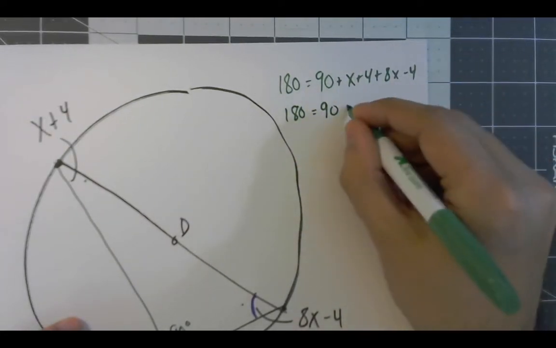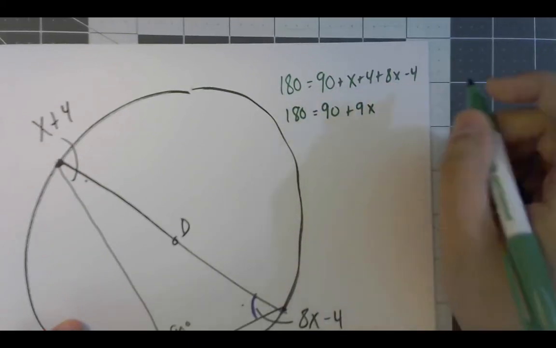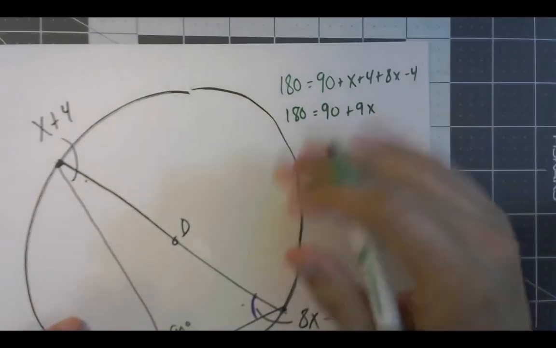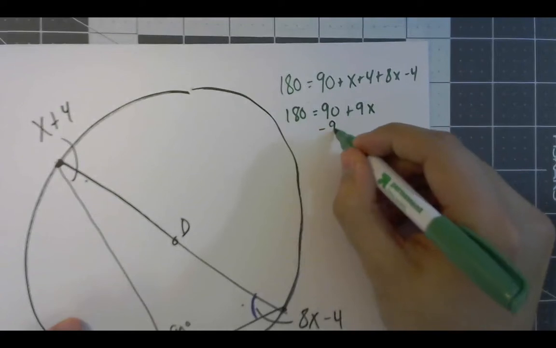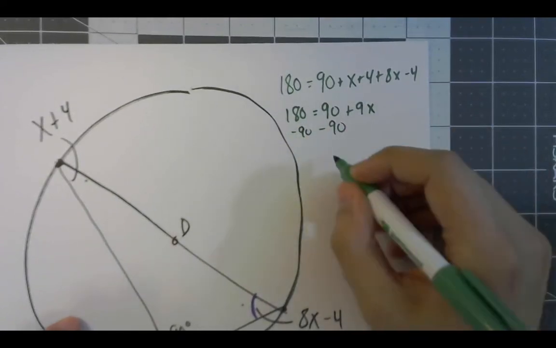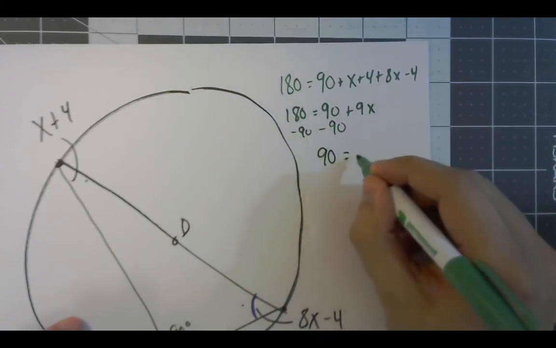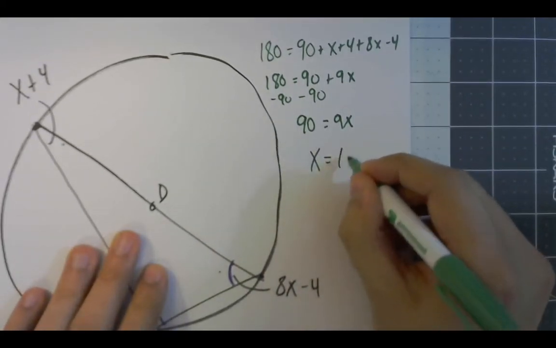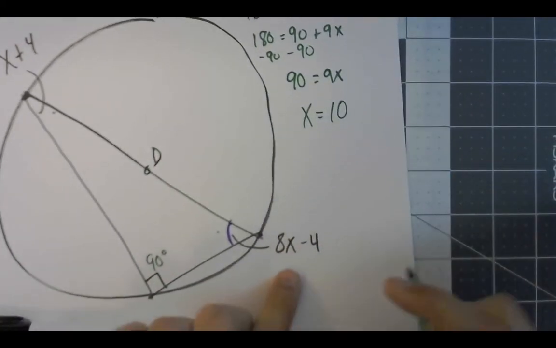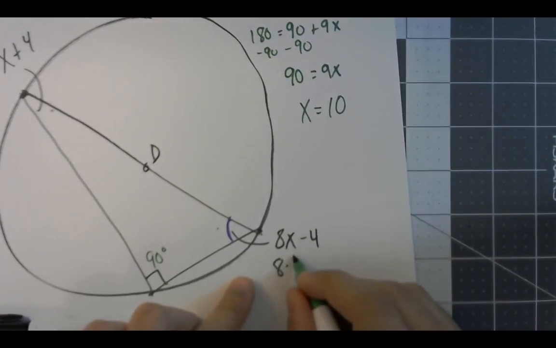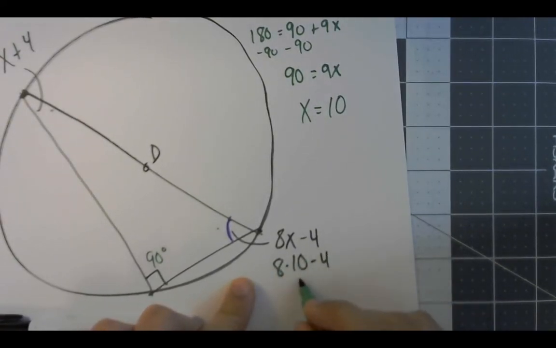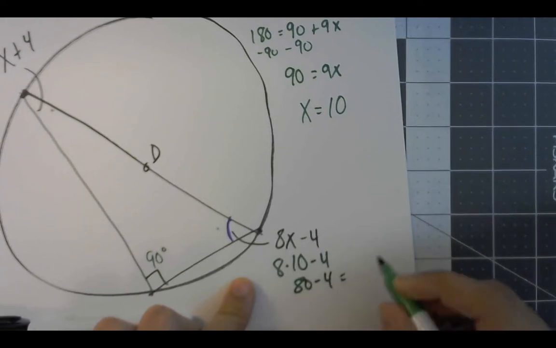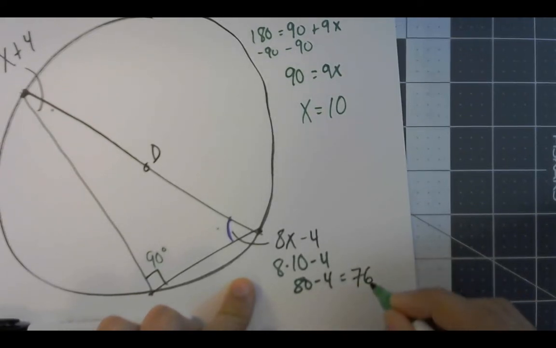90 plus 9X. And then those 4s are going to cancel out. They're just going to go away. I'm going to take away 90 over here, take away 90. And I get 90 equals 9X. So X is going to be 10. If I want to find what this is, 8 times 10 minus 4, that's 80 minus 4, which is 76 degrees.